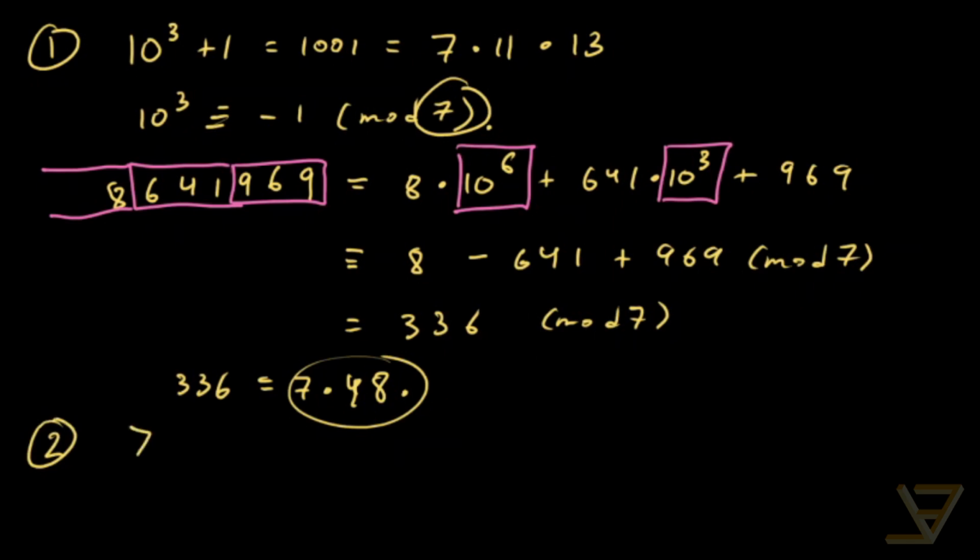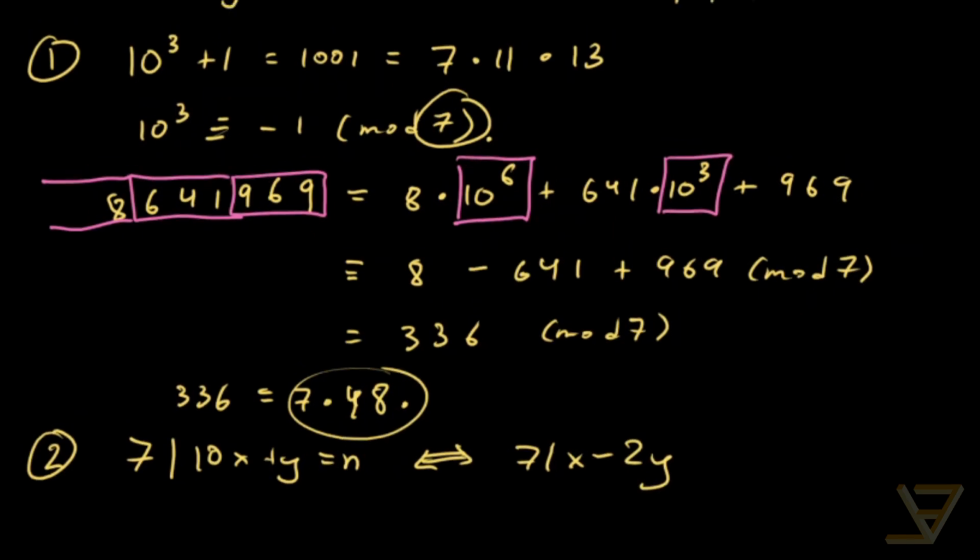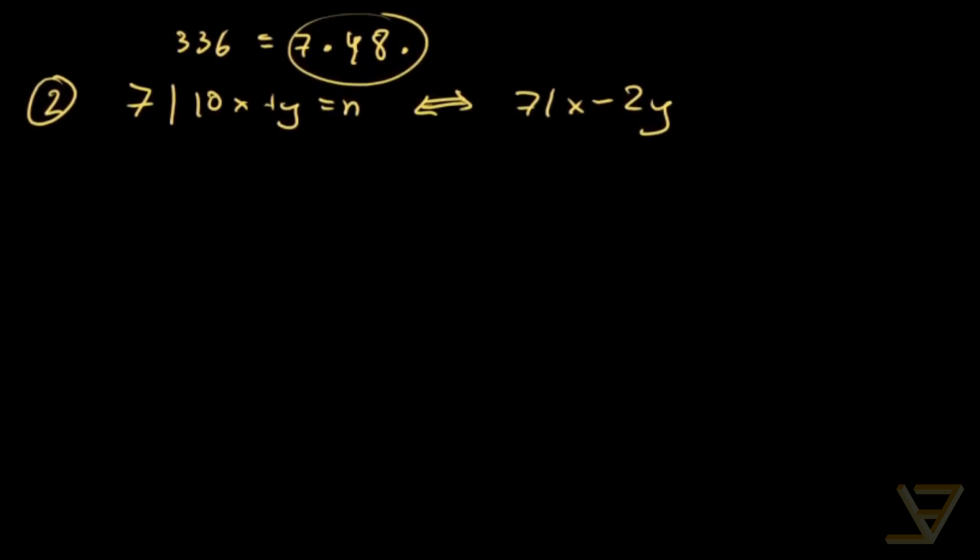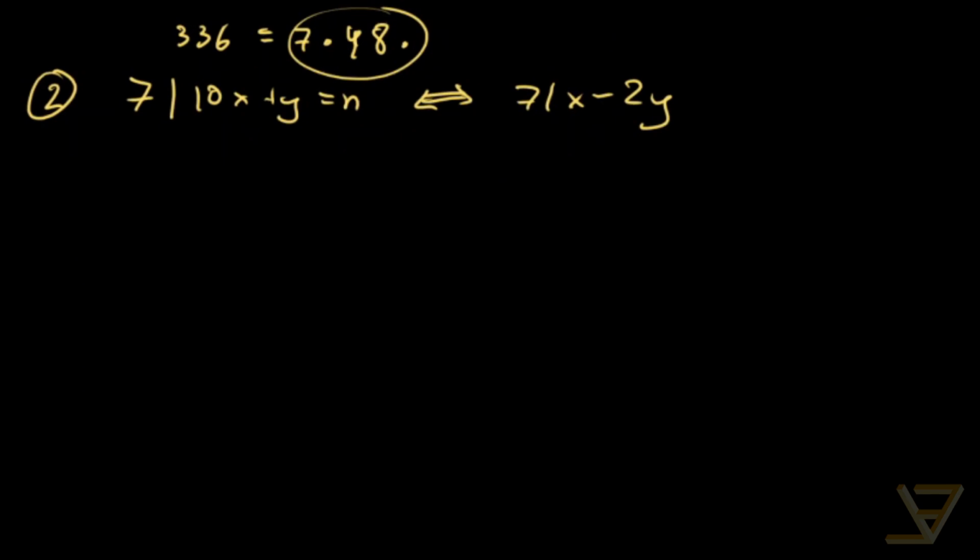And that is the fact that 7 divides 10x plus y, which is whatever number it is, let's say 336, if and only if 7 divides x minus 2y. And I'm going to prove that now, and then I'll apply it to 336. So this is the proof of this.